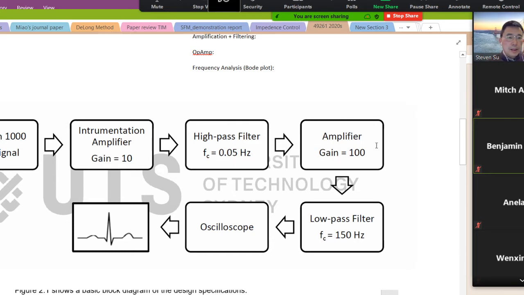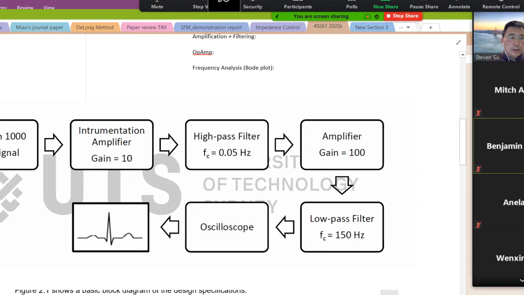And then we build another amplifier. This one, maybe you don't need to use an instrumentation amplifier. Maybe you just use a differential amplifier, use an op-amp to build one. And then you design a low-pass filter with a 150 Hertz cutoff. And then you use an oscilloscope to observe this one.